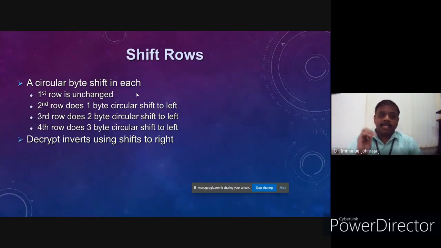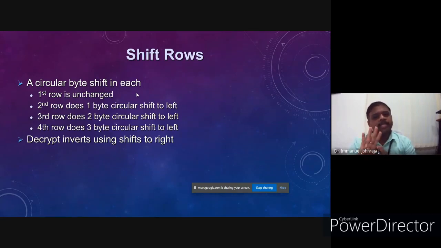The second row does a 1-byte circular left shift. In the second row you have the first value, second value, third value, and fourth value. In the case of the second row, it goes for a circular left shift, so second becomes first, third becomes second, fourth becomes third, and first becomes fourth. Simple. Similarly, the third row does a 2-byte left shift.